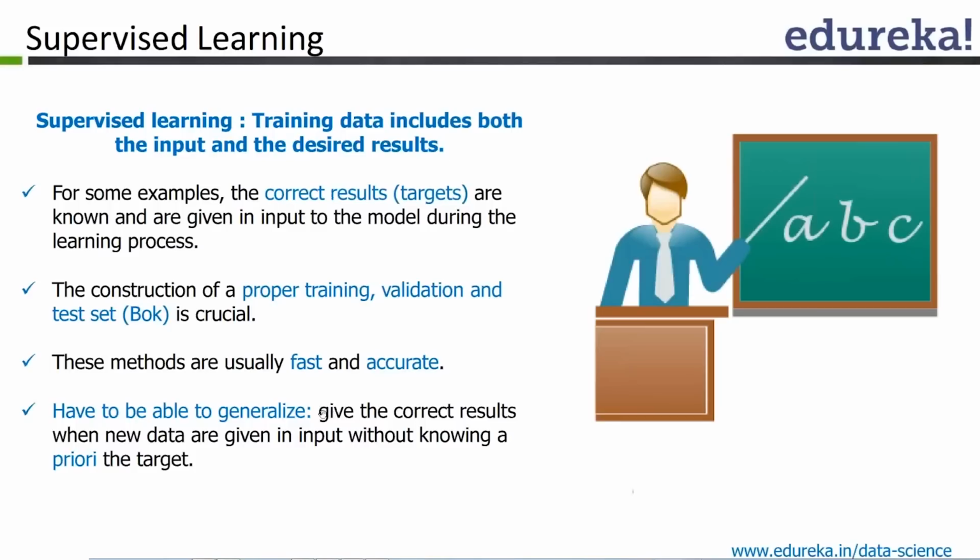So that's exactly what this says. Give the correct results when the new data points are given, based on the a priori knowledge that you build from the training data.